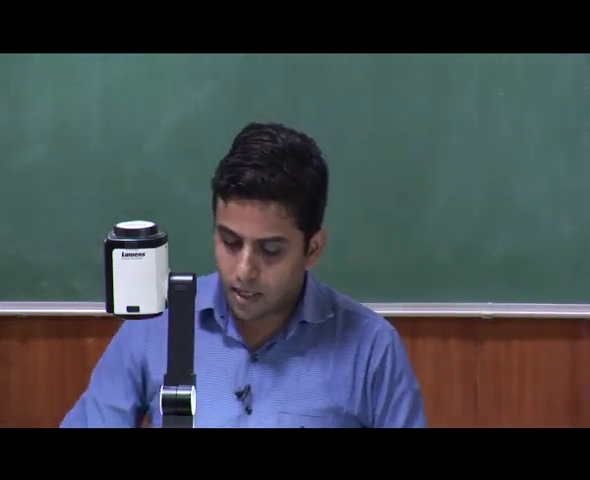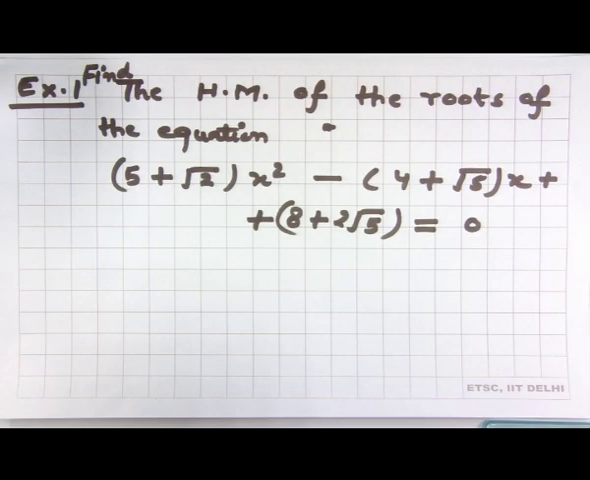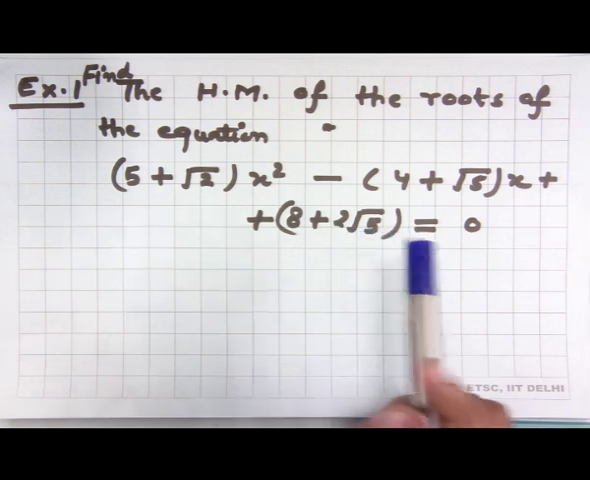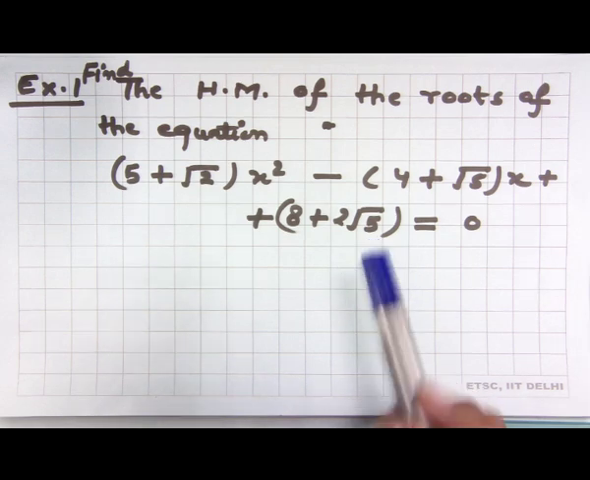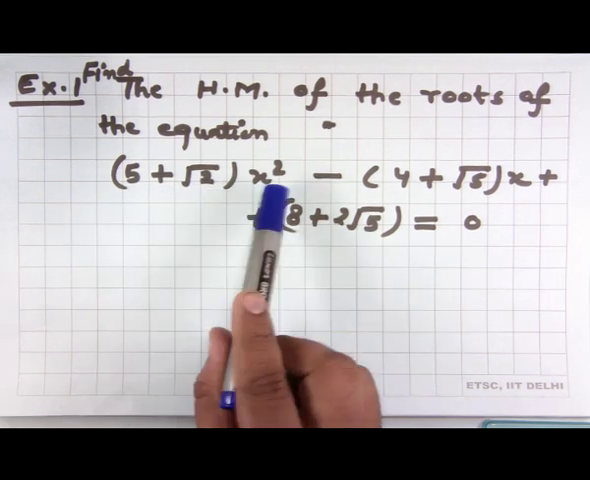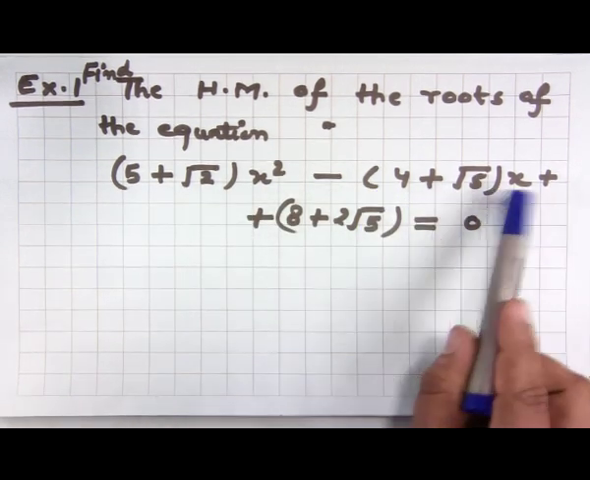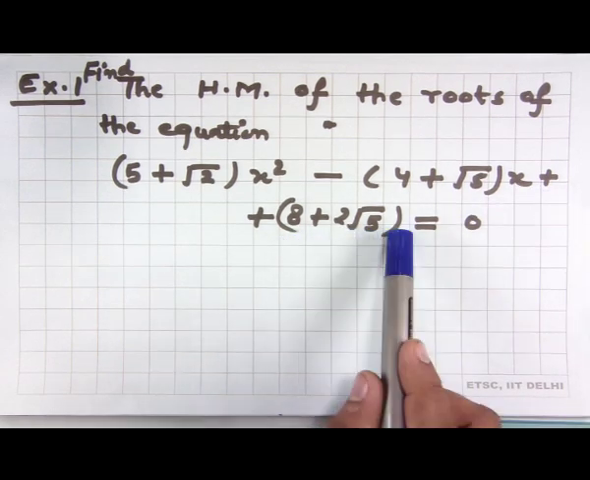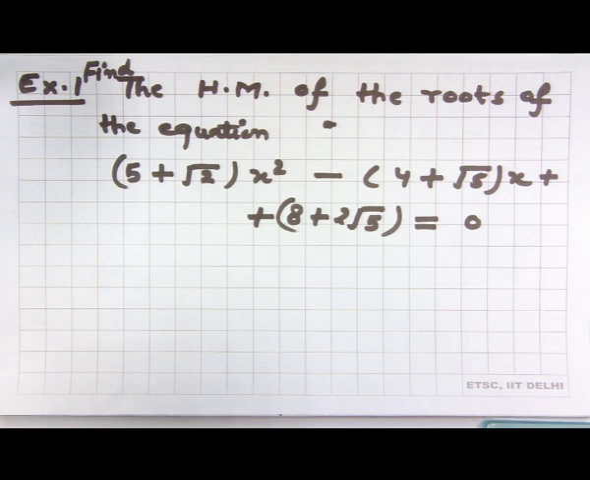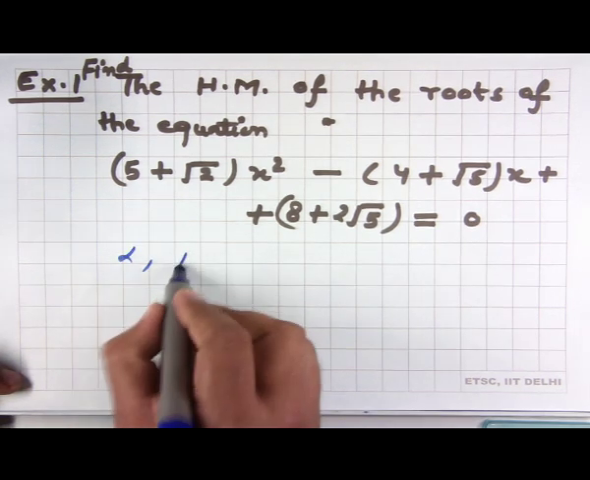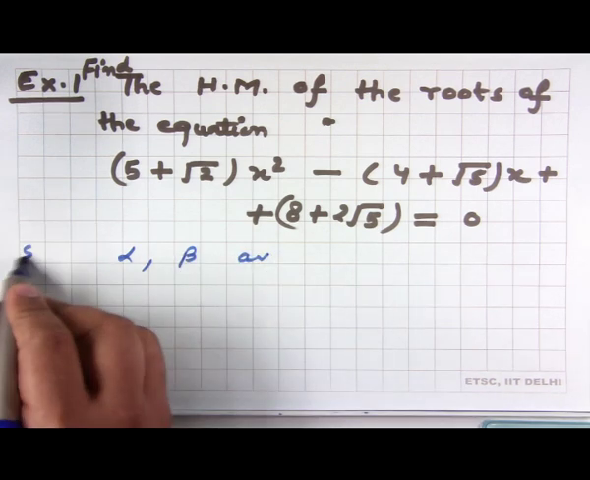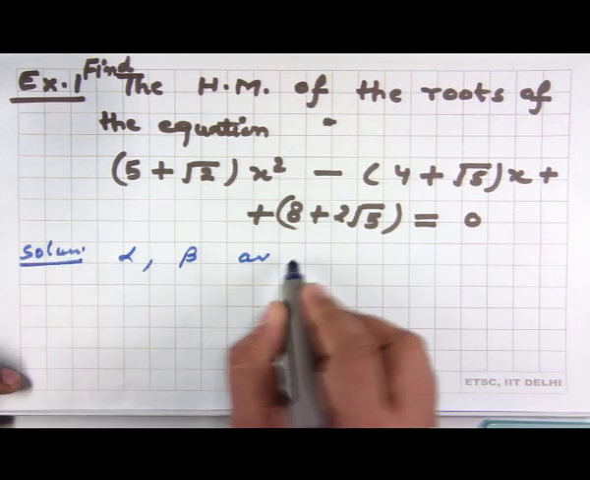Let us discuss the first example. Find the harmonic mean. HM means harmonic mean, as you have studied in earlier classes. Find the harmonic mean of the roots of the equation (5 plus root 2)x square minus (4 plus root 5)x plus 8 plus 2 root 5 equal 0. That is a quadratic equation because a is not equal to 0. And suppose alpha and beta are the roots of the equation.